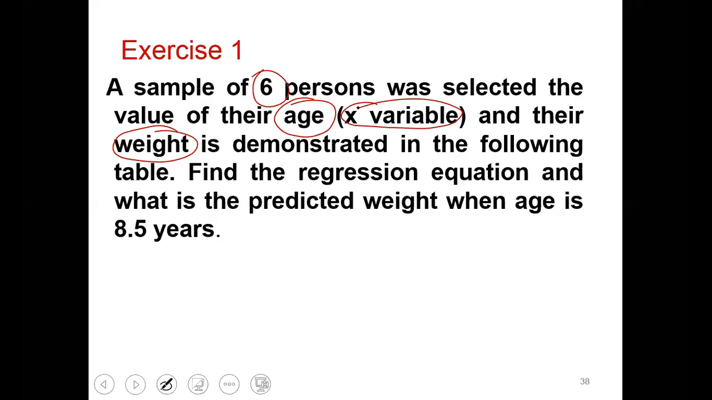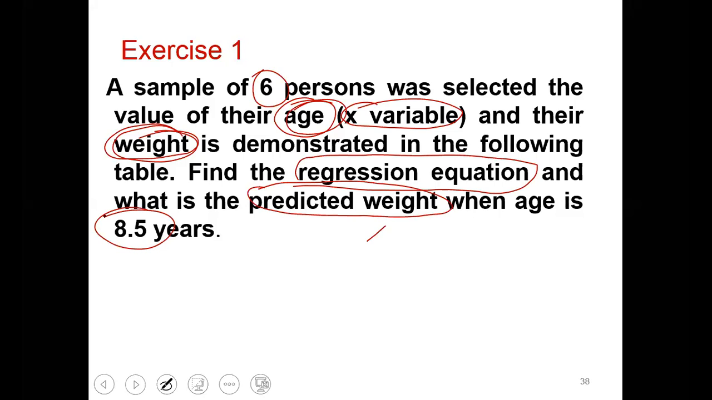Weight depends on age, not age depends on weight, right? So our X variable is age because age is the independent variable. Y variable is the weight. So we have 2 questions. One is we'll have to find out the regression equation, or in other terms the predicted equation. Both are the same. The second question is to find out the predicted weight for the age of 8.5 years.